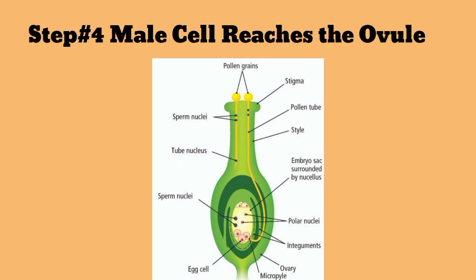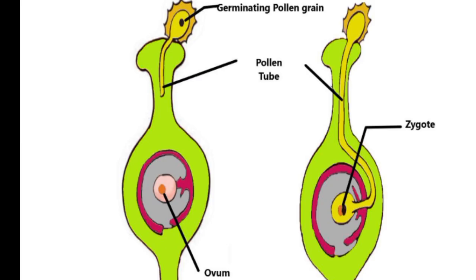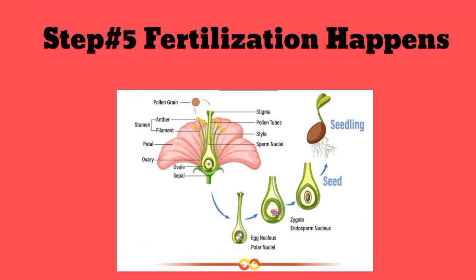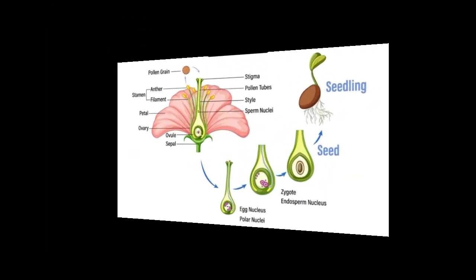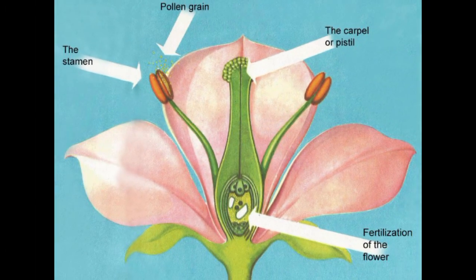In step number 4, the male cell from the pollen grains reaches the ovule. Ovules are present inside the ovary and ovules are the female reproductive cells. Both male and female cells combine together and fertilization happens. The process in which pollen grains combine with the ovules in the ovary is called fertilization.